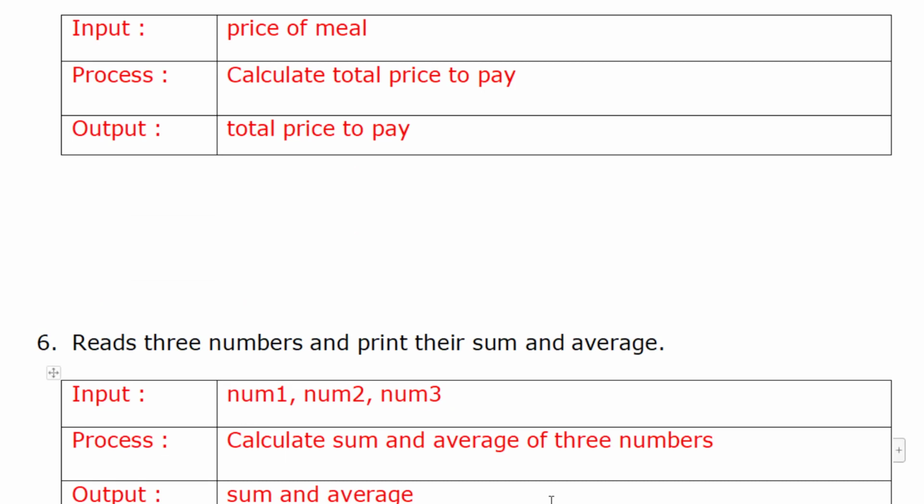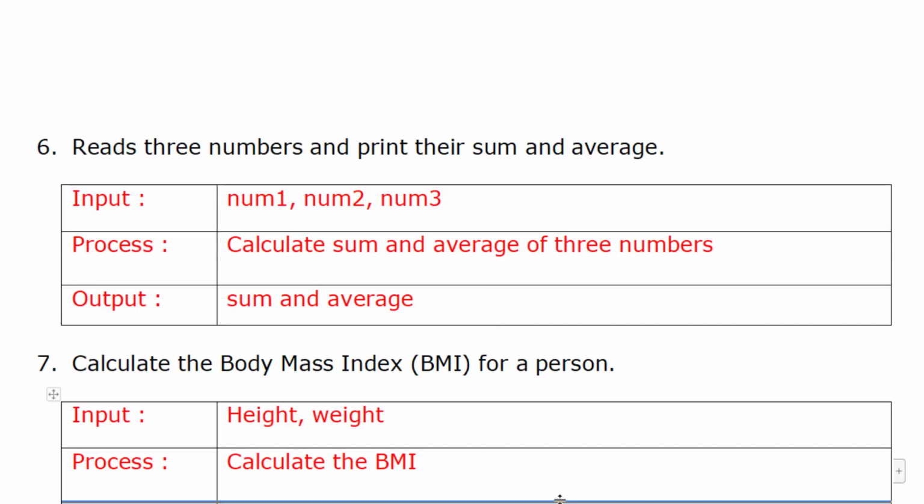Okay, number 6. Read 3 numbers and print their sum and average. So the output is sum and average. The input is number 1, number 2, and number 3. And the process is calculate sum and average of 3 numbers. For the input, you cannot put 3 numbers, because sum and average need 3 numbers to calculate.